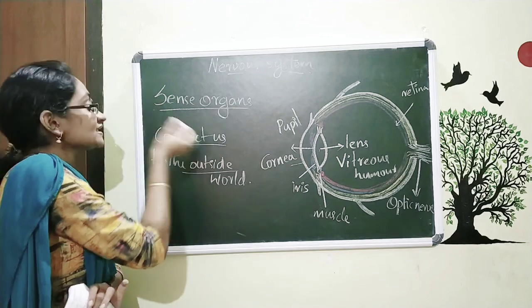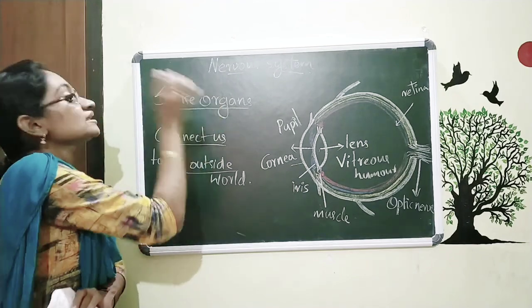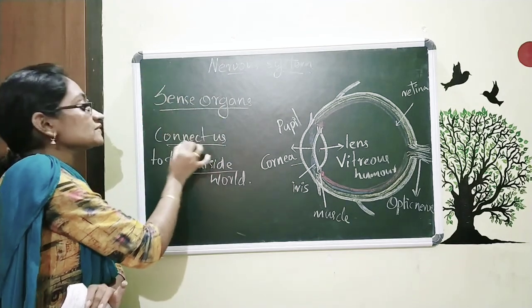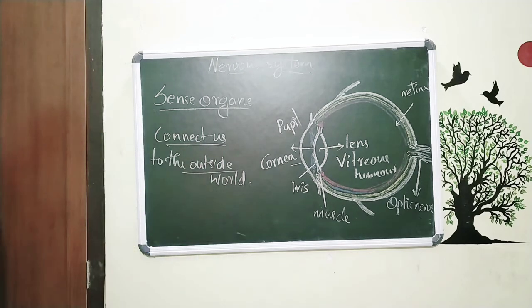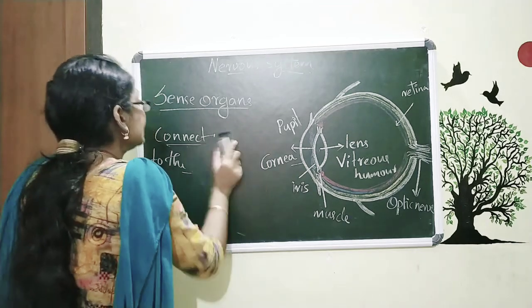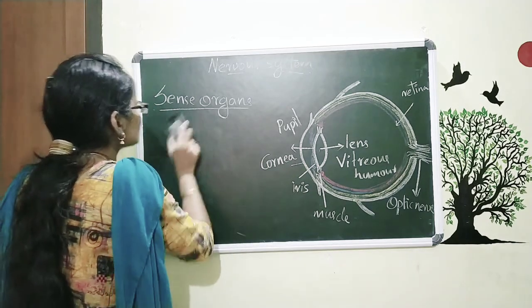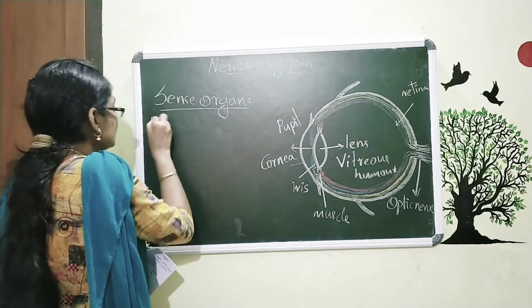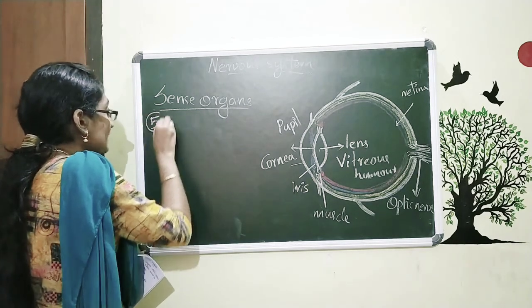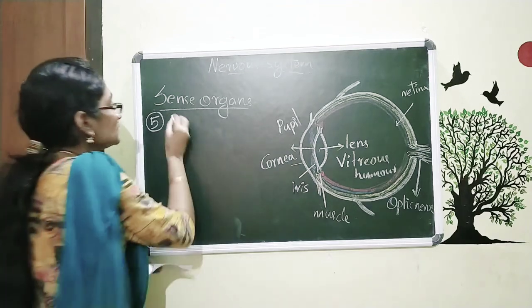So you want to remember the definition: sense organs are the organs which connect us to the outside world. Now the question is, how many sense organs are there? In our human body we have 5 sense organs. Which are they?